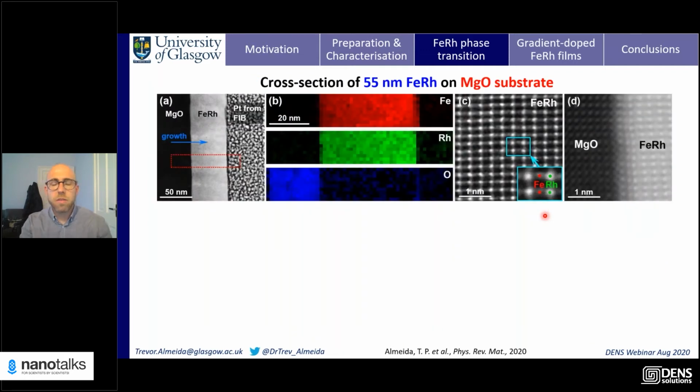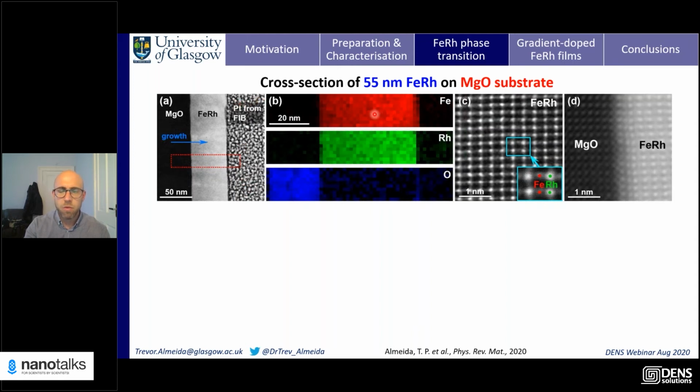Okay, so that was looking at the dynamics in a planar sample. Now I'm going to move on to the cross-sectional sample. Here we have cross-sectional iron rhodium on the MgO substrate. So we can see the MgO substrate there. The iron rhodium is grown epitaxially on the substrate. It's around 50 nanometers thick. And then we've got the protective platinum from the FIB on top.